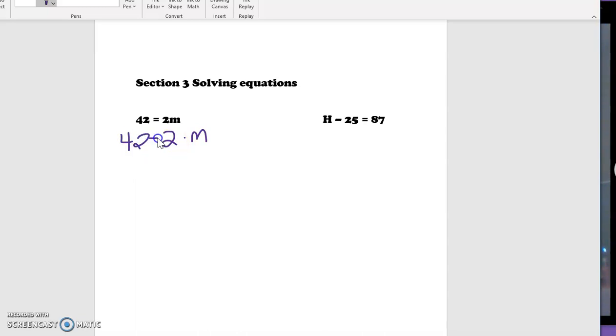To solve this equation, I want to get m by itself, so I need to get rid of the times 2. To eliminate something, we're going to use the opposite operation. So here, the opposite of multiplication is division, and we'll divide on both sides. This allows these two to cancel out, which will leave m by itself. And when we divide 42 by 2, we get 21.